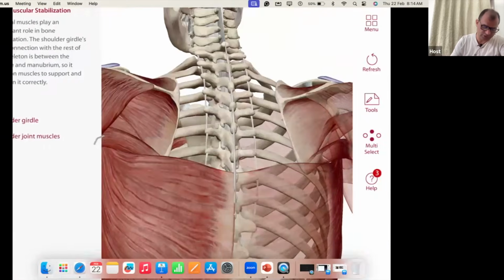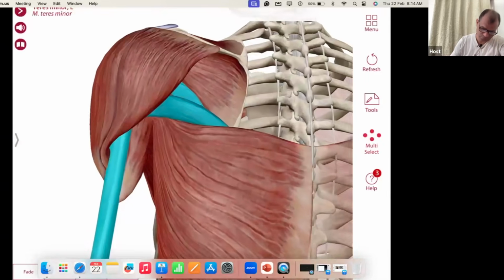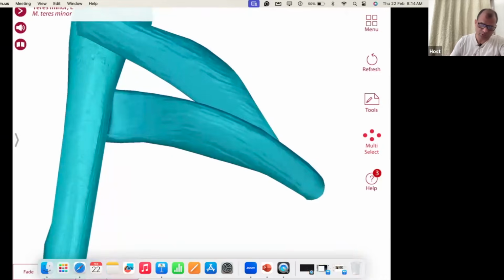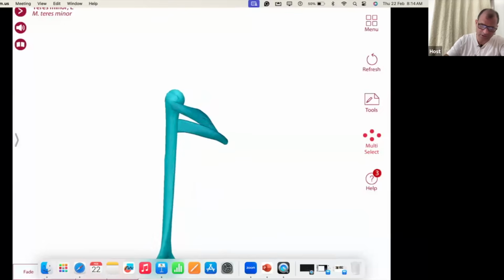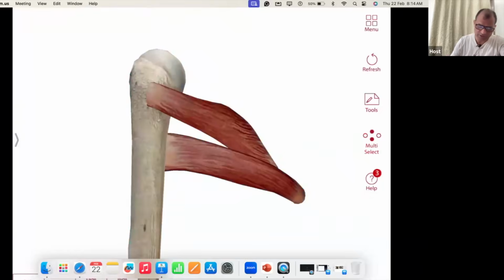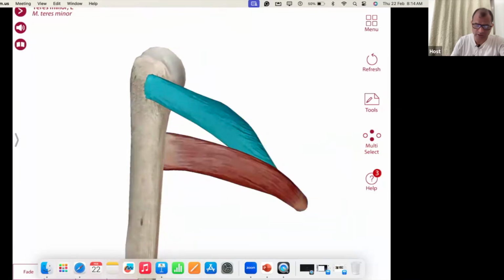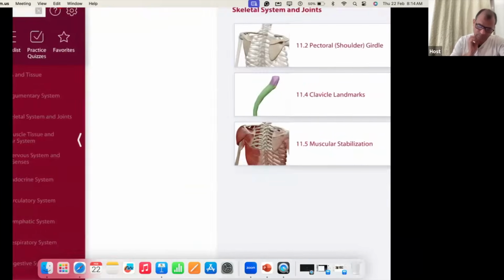So let's see here once again. See again. How are these two muscles, teres major and minor, holding? Look here, this is the teres major which went inside, and this is the teres minor which came up. So how are they holding in a criss-cross way? Teres major and minor.